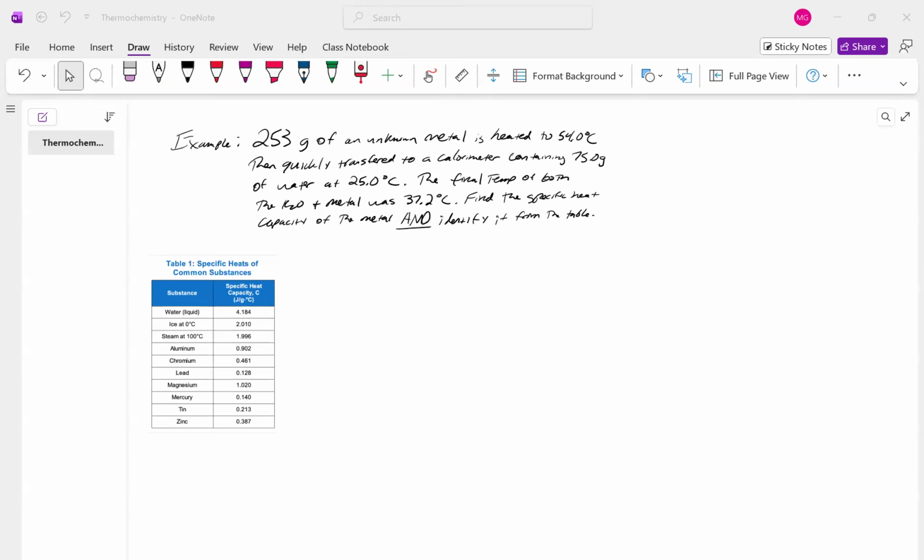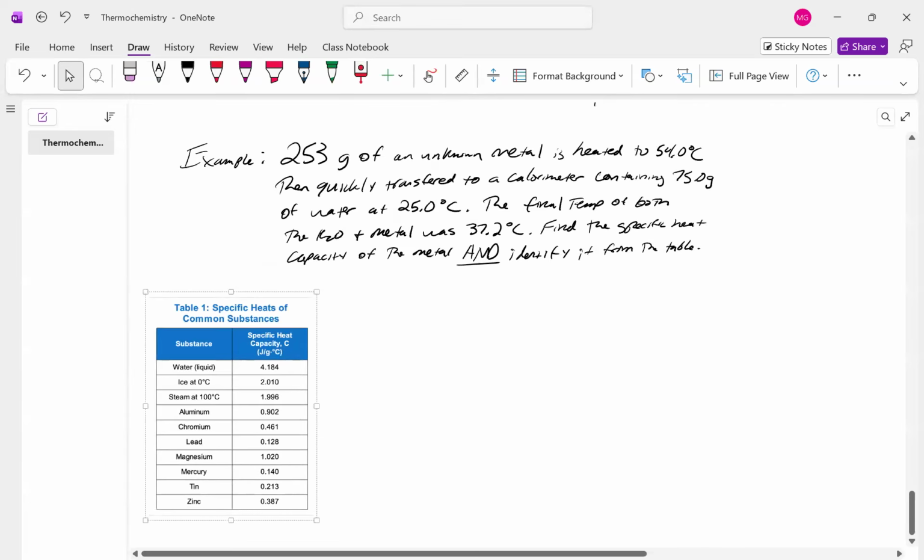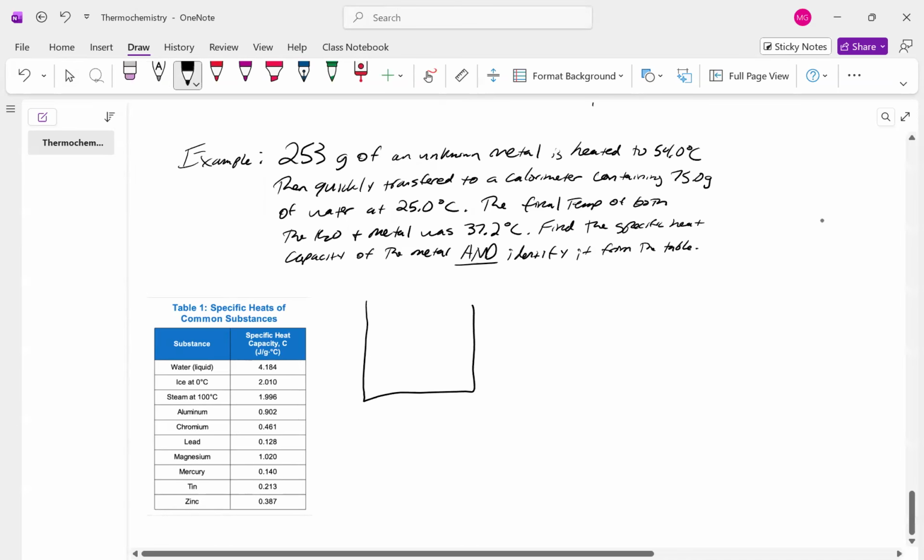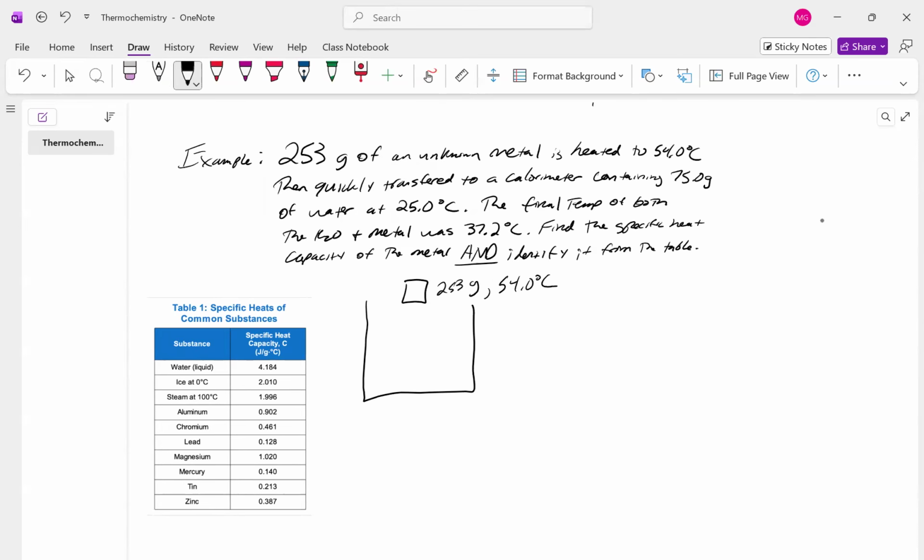All right, so let's take a look at some types of problems, or at least a problem for calorimetry experiments. So here, this problem is describing we're taking an unknown metal, 253 grams of it, and it's at 54 degrees Celsius. And we're going to put it into a calorimeter. So pretend that's our calorimeter. Doesn't look very high tech, but it is what it is. And that water is at 25 degrees Celsius. And then we have 75 grams of it.